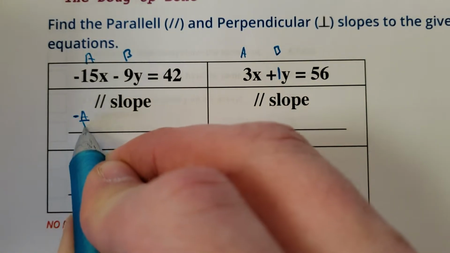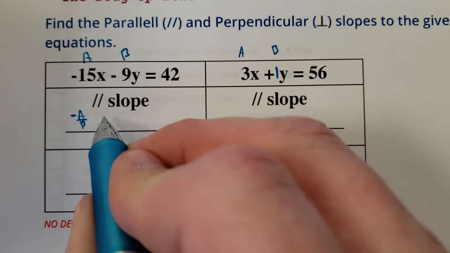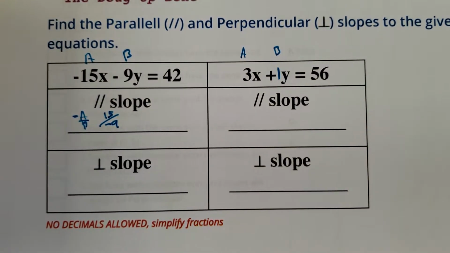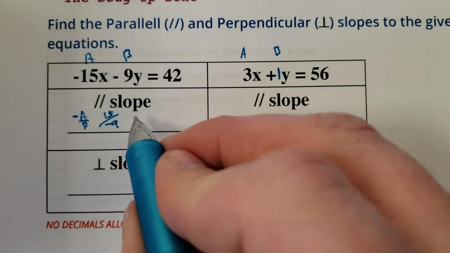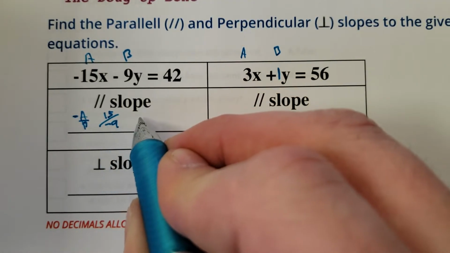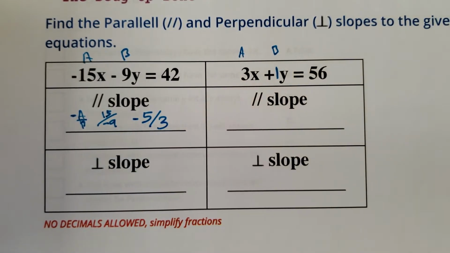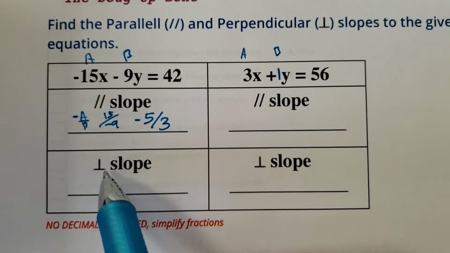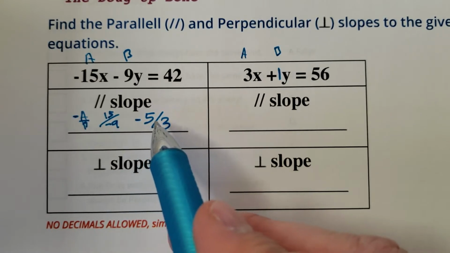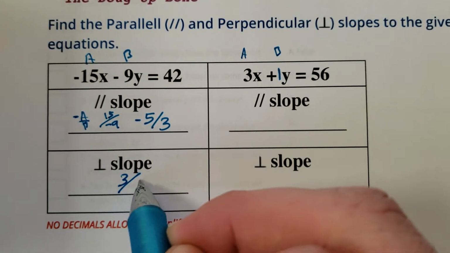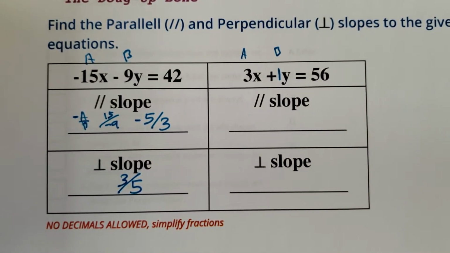Negative A over B. It's going to be a negative 15, so a positive 15 over a negative 9. Simplified, I believe that's going to turn into a 5/3 with a negative down there. So we have a negative 5/3. Okay. The perpendicular slope, the opposite reciprocal. Well, if you're negative, then you have to be positive, and you also need to be flipped. There we go. That's the opposite reciprocal slope.